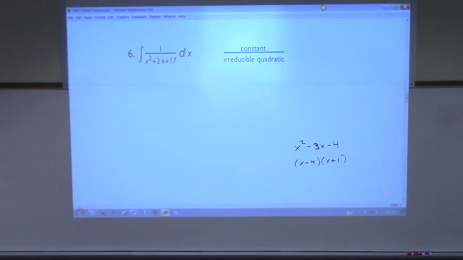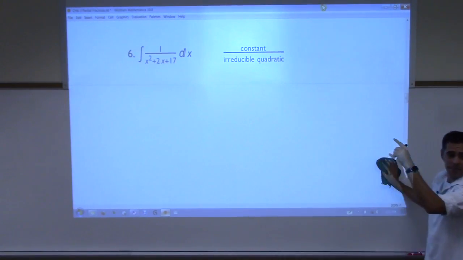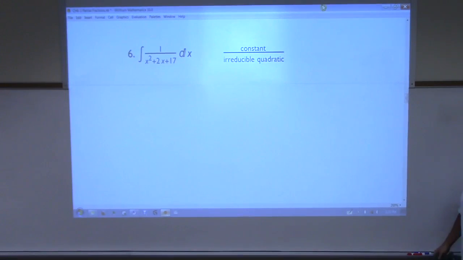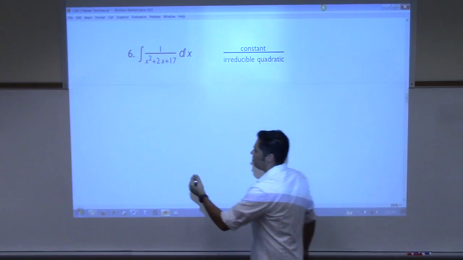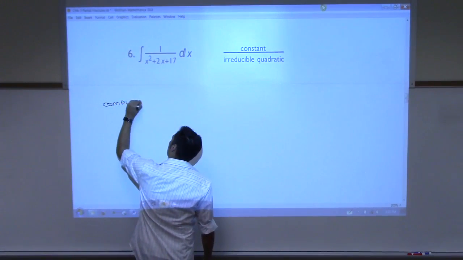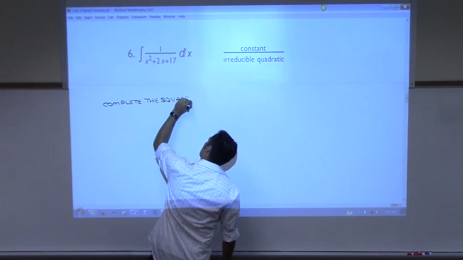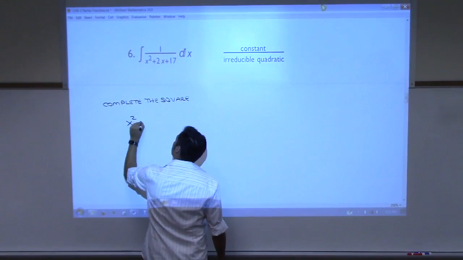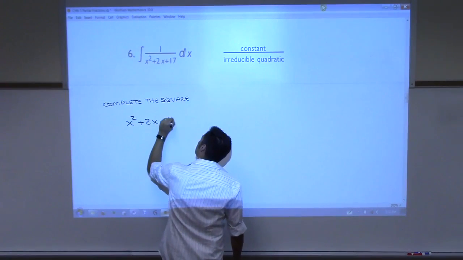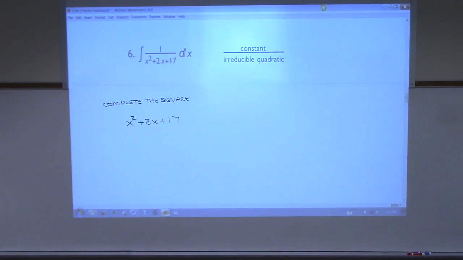In the event that you have an irreducible quadratic on the bottom and a constant on the top, here's what you do. You complete the square of the denominator. All right, we're going to complete the square. So let's just do that. That's its own work. You write down x squared plus 2x plus 17. Now we're about to find out whether or not you know how to complete the square.